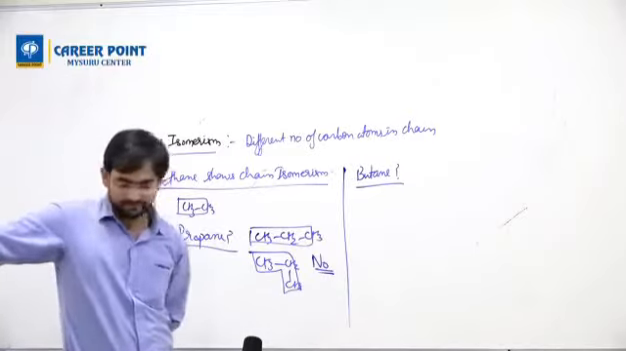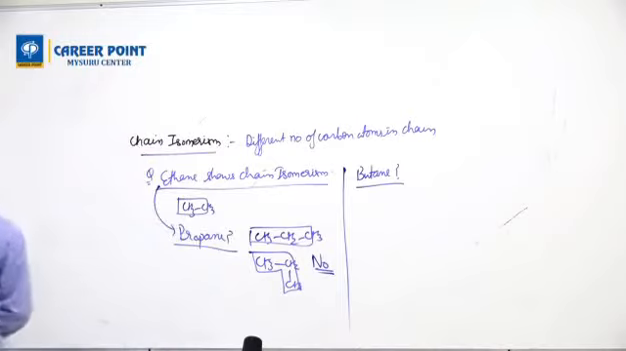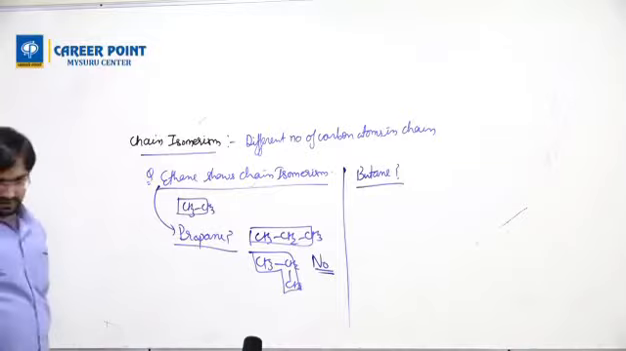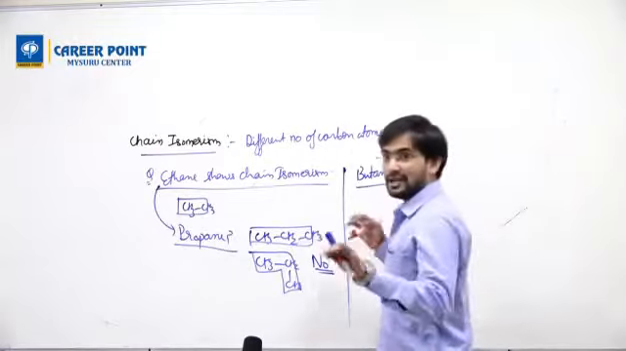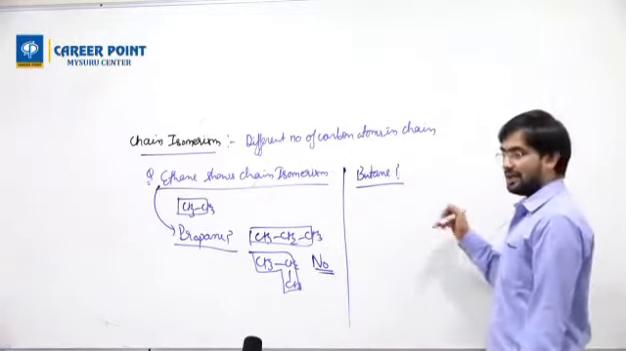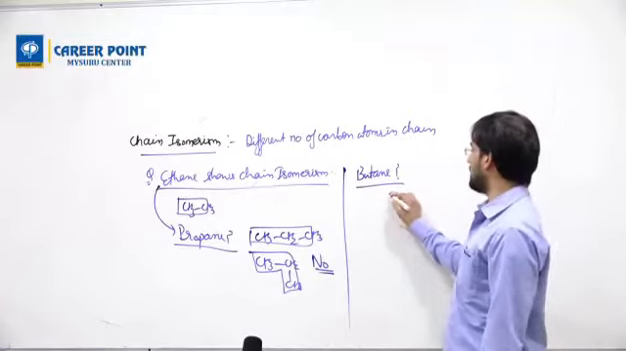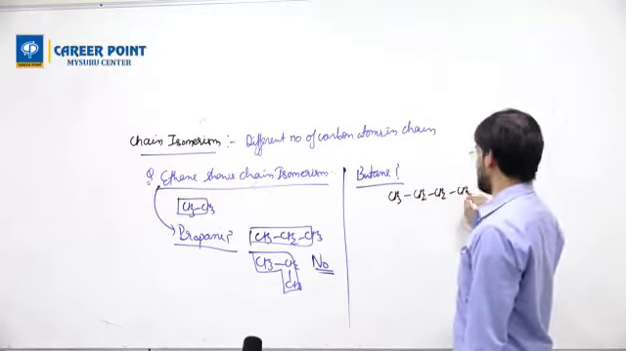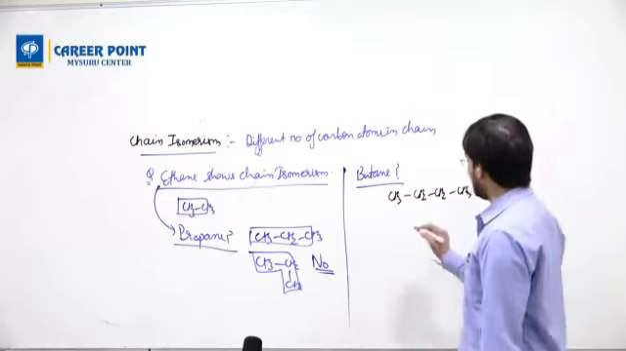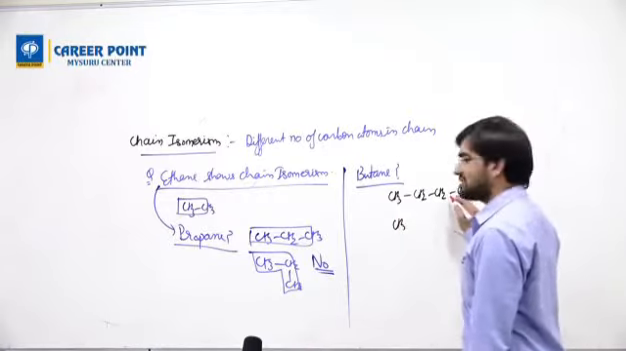Tell me, will butane show chain isomerism? Yes, so butane is the first compound in alkanes which shows chain isomerism. So CH3, CH2, CH2, CH3. This is one arrangement. Another arrangement I can do, I can take the CH3 and put it here.